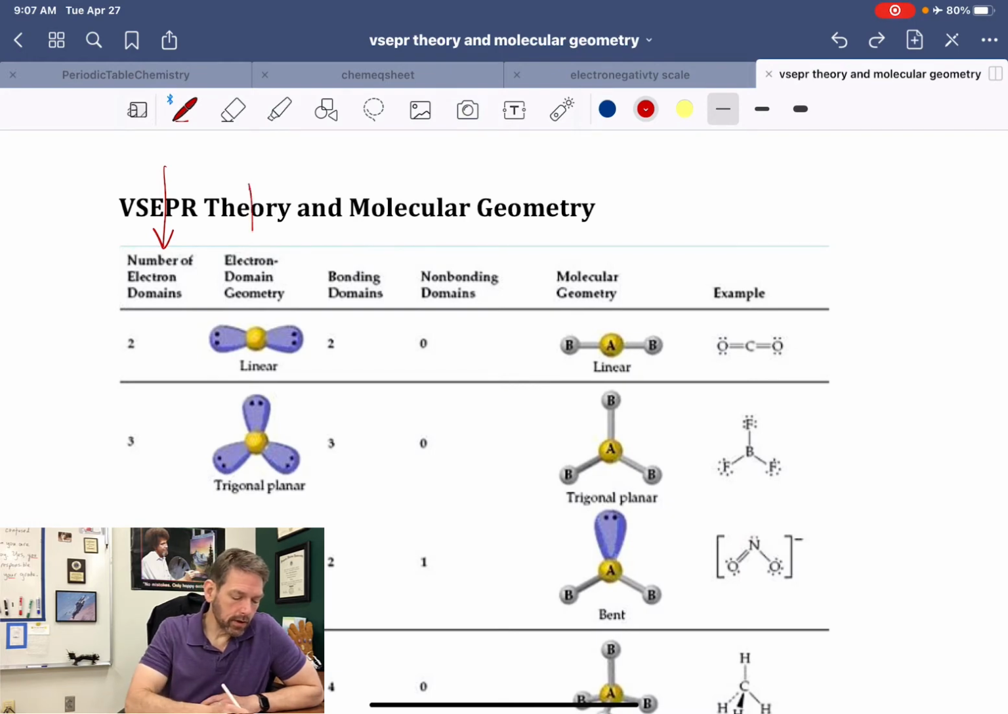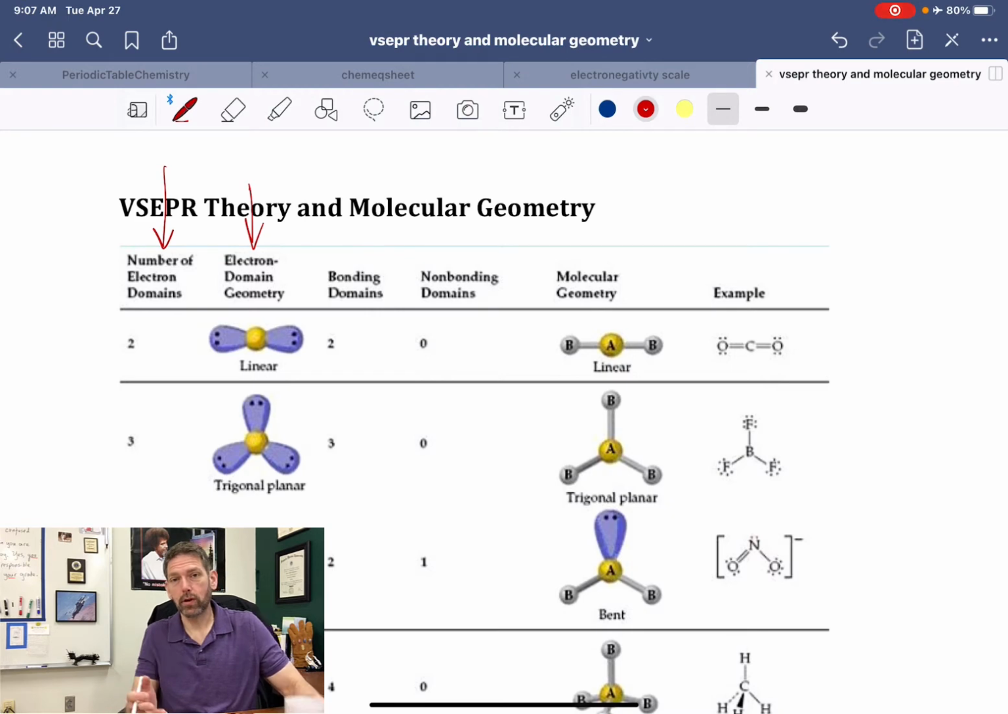The next, electron domain geometry. When we're talking about geometry, we're talking about shape, always. Geometry always refers to shape. So we will have terminologies here that refer to shape and form. Bonding domains, that's pretty self-explanatory. How many regions of space have bonds, okay?